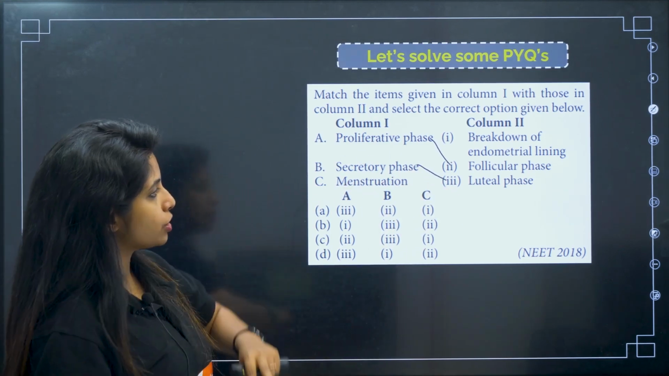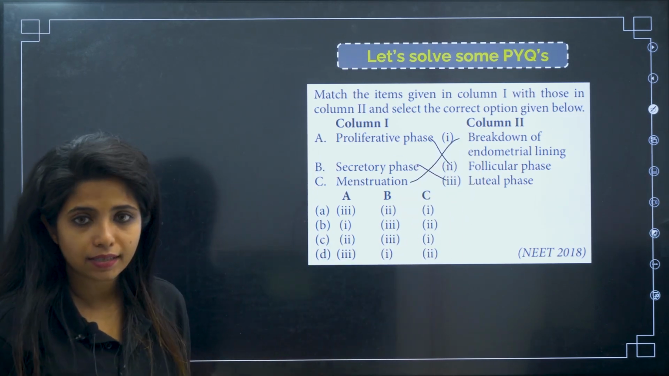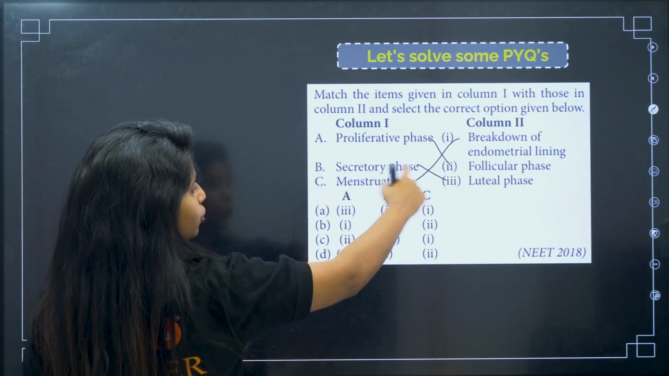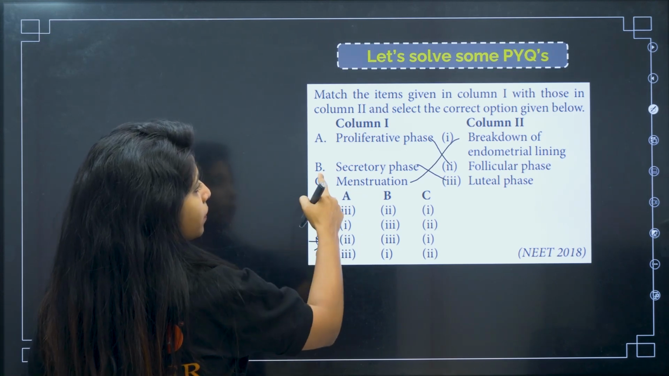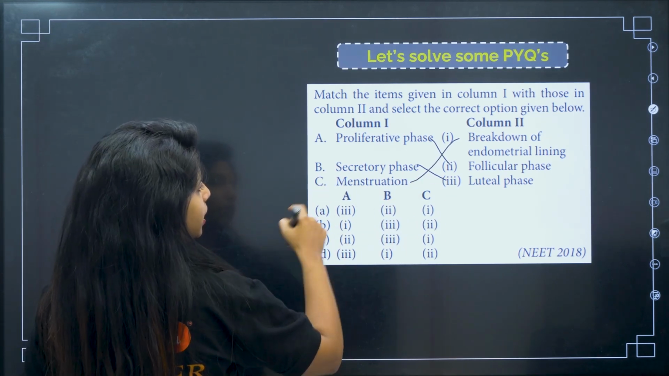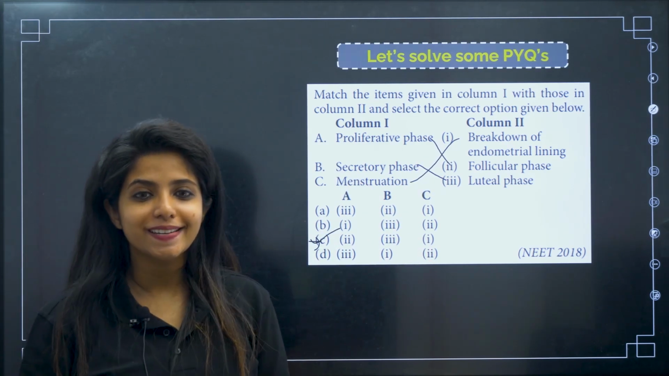Okay. Now menstruation is what? Breakdown of the endometrial lining. This is the easiest thing. Okay. So A should be with 2. Let's see. A is with 2. No. This is the option. A is with 2. B is with 3. Okay. And C is with 1. Ta-da! We got the NEET 2018 answer as well.